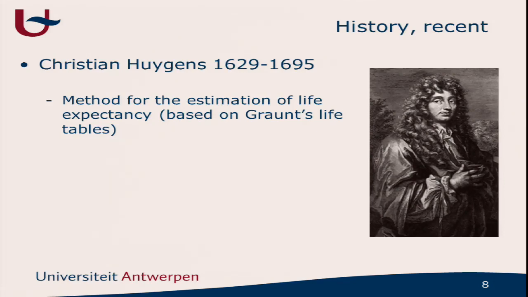And one of the examples is Christian Huygens, who's well known, not as an epidemiologist, but who improved the method for the estimation of life expectancy based on the life tables that John Graunt had already produced. So he improved the estimations that were made by John Graunt.